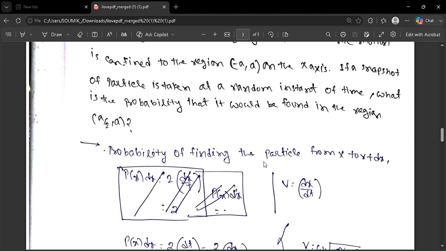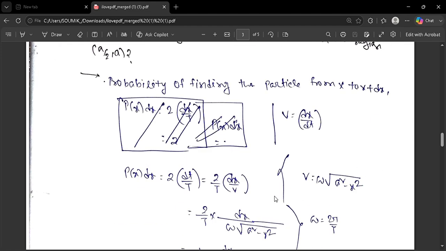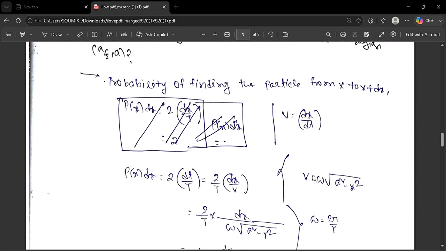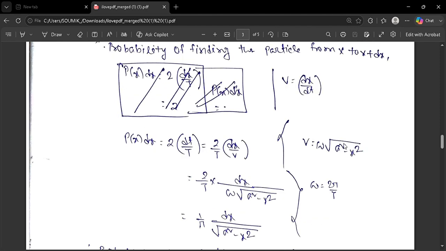So the probability of finding the particle from x to x plus dx is p(x) dx, that is 2 dt by capital T, where capital T is the time period. The question says the classical particle undergoes simple harmonic motion. For simple harmonic motion v is equal to this, where omega is the angular velocity, and from this equation dt is equal to dx by v, and we can substitute v from this here.